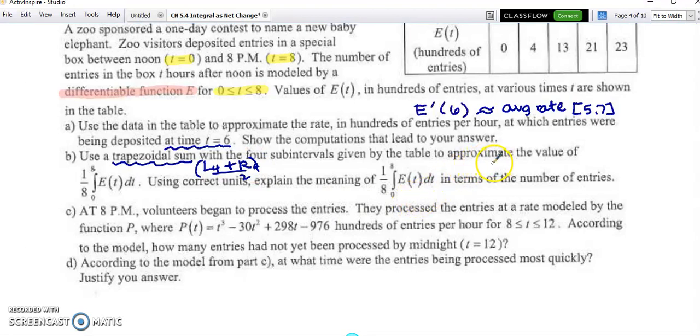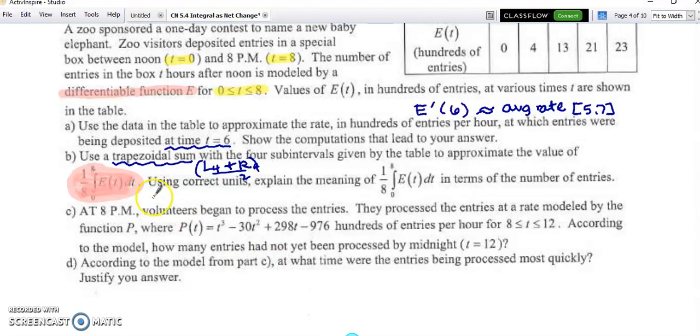We're using the table values to approximate. Now notice, however, you're not approximating only the definite integral, you're approximating the definite integral with this constant in front of it. So I would like you to think about, based on the notes that we just came out of, what is this actually approximating? So interpret that in terms of what it's approximating.